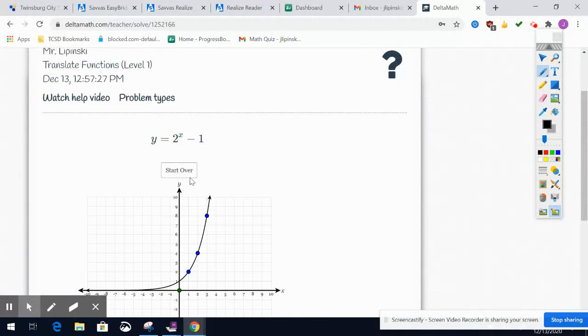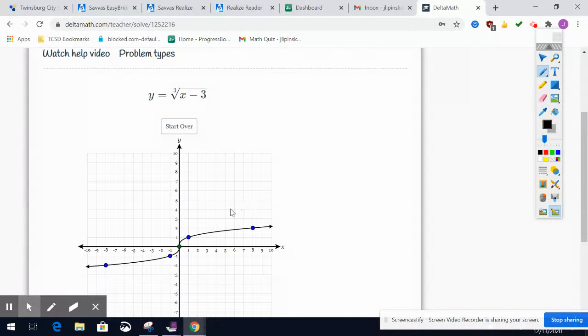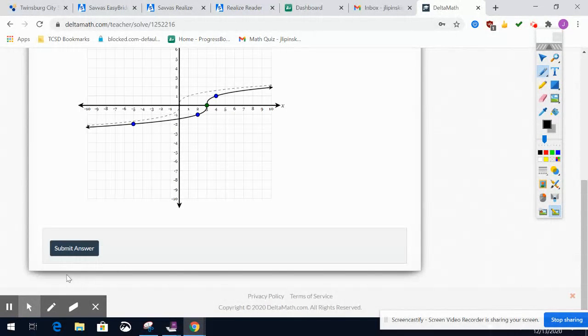So nope, we don't have any exponentials. Here we go. Okay, so what does this graph do? So here's the cubic graph. Here's the parent function. -3 means it would go to the right 3. So you just click on it and you drag it over 3 units. That's it. Submit it.